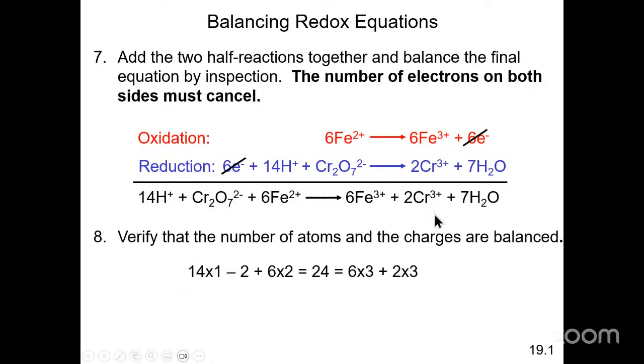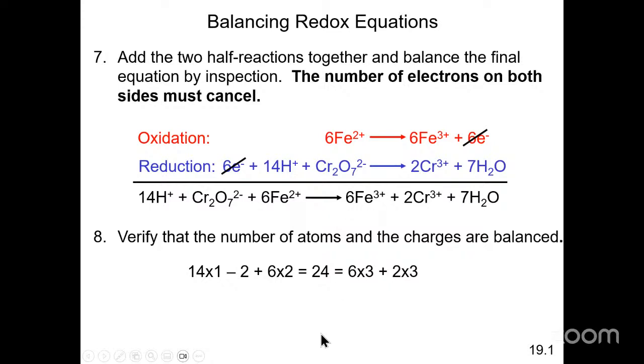So if we look at this equation here, which should be the final answer, let's look at the hydrogens. We have 14 hydrogens here on the left side. We have 7 times 2, 14 hydrogens on the right side. We have 2 chromiums on the left side. We have 2 chromiums on the right side. We have 7 oxygens on the left side. We have 7 oxygens on the right side. We have 6 iron ions on the left side and 6 iron ions on the right side.